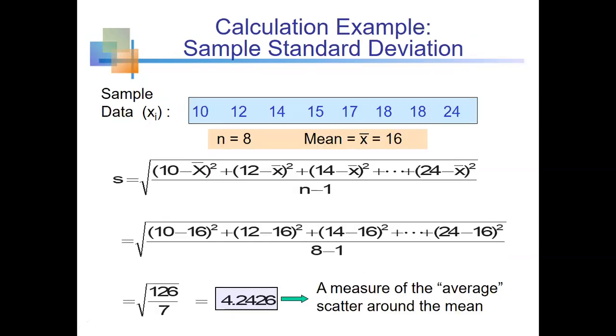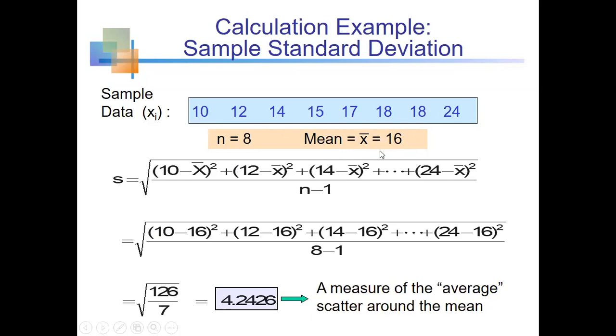This is an example of how to calculate the sample standard deviation. If you look at the data, we have 10, 12, 14, 15, 17, 18, 18, 24. This is raw data. First, we need to calculate our mean: 10 plus 12 plus 14 plus 15 plus 17 plus 18 plus 18 plus 24. After you total everything and divide by 8, the answer will be 16.